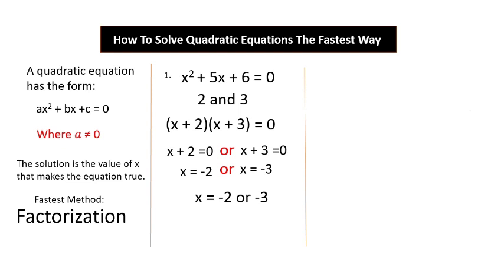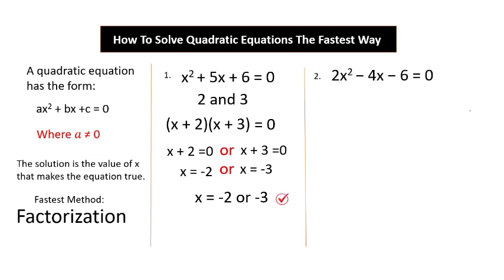If you want to prove whether your answer is correct or not, substitute either minus 2 or minus 3 into the quadratic equation above to replace the value of x, and solve it. It will give you 0 as the final answer. So this is how to solve a quadratic equation the fastest way using the factorization method. Let's look at another example.